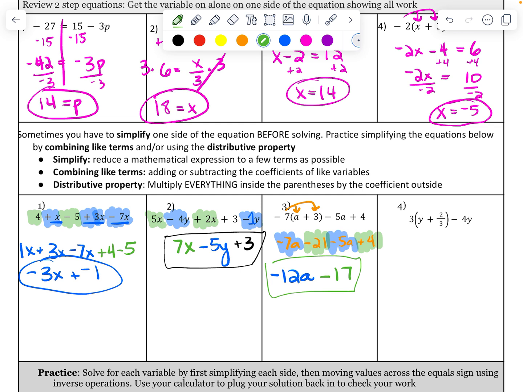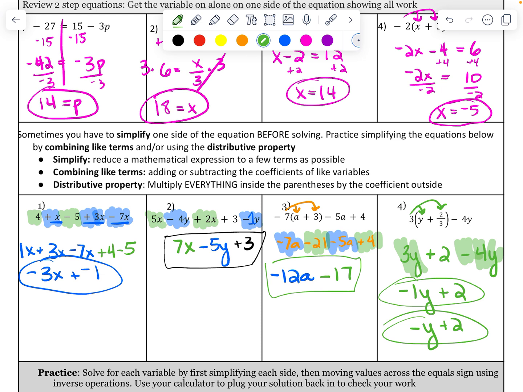Ooh, this one looks scary, but it's not. Don't worry. Let's distribute. 3y plus, use your calculator if you need to, it ends up just being 2. Minus 4y. So now I still have some like terms. 3y, negative 4y gives me negative 1y plus 2. The other way that's written is negative y plus 2. Both of those choices are correct.